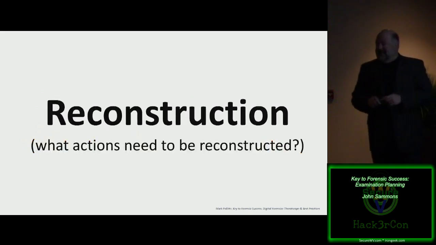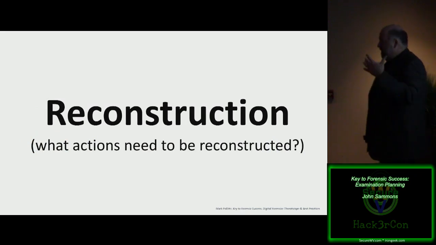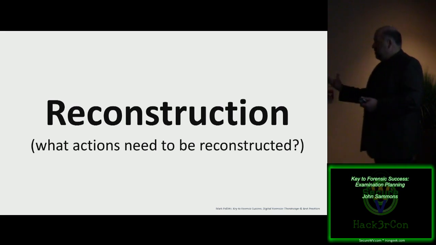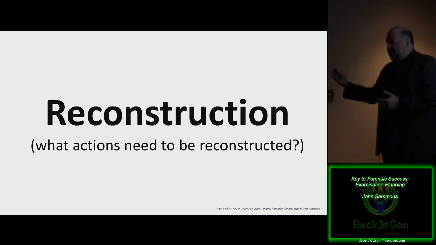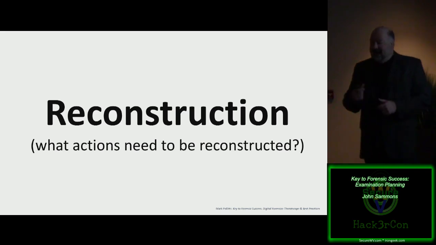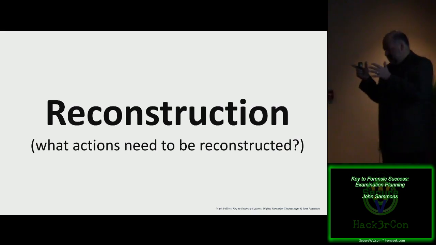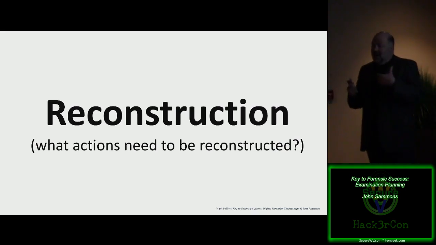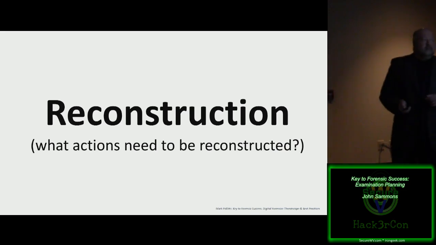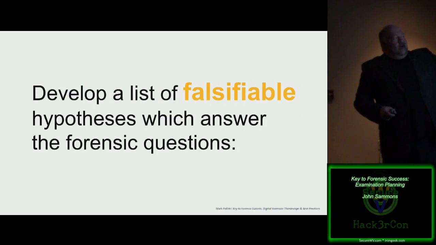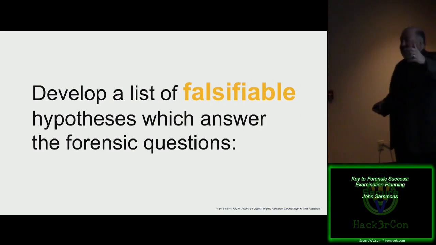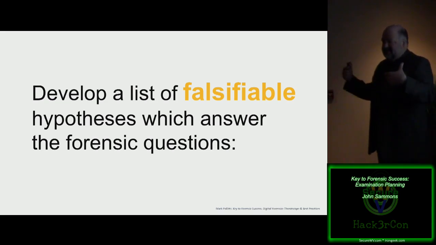All right, reconstruction. So what actions do we need to reconstruct? In our example here, what do we need to reconstruct? The actual alteration of those receipts, right? So now we have that. What we're talking about here is reverse engineering that crime, if you will. What happened and how would they have done that? What actions did they take on that device to create those files in question? So what artifacts would that process leave? So what we're going to try to find here, what we need to develop, is a list of falsifiable hypotheses which answer these forensic questions.